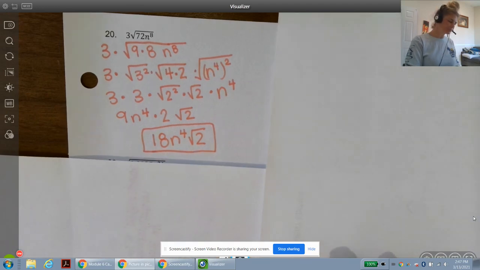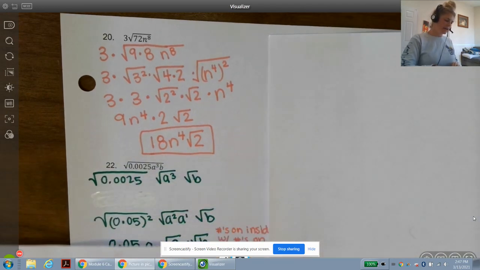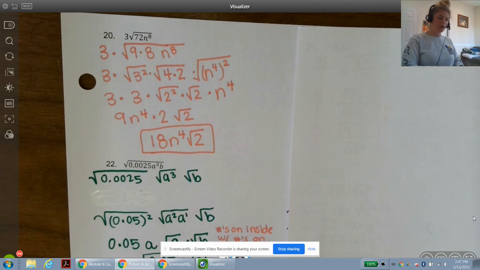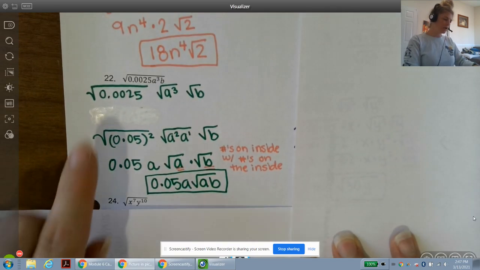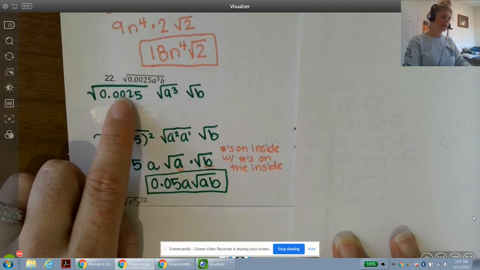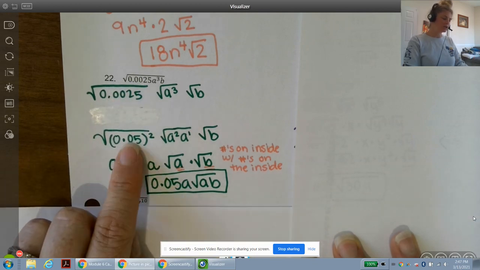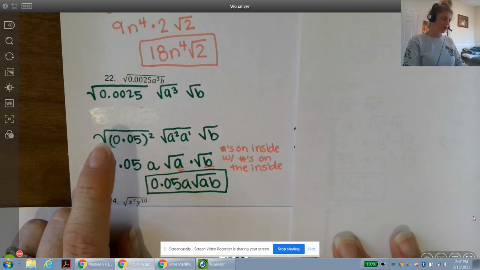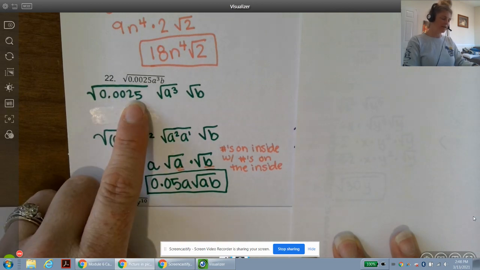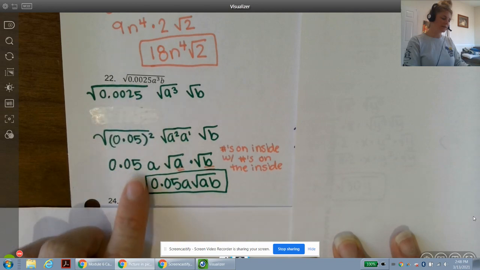on the inside. Okay, on 22, we have the square root of 0.0025. Notice because this is 4 decimal places, our square root of it has 2 decimal places. So 25 perfect square root of 25 is 5, so 0.05.